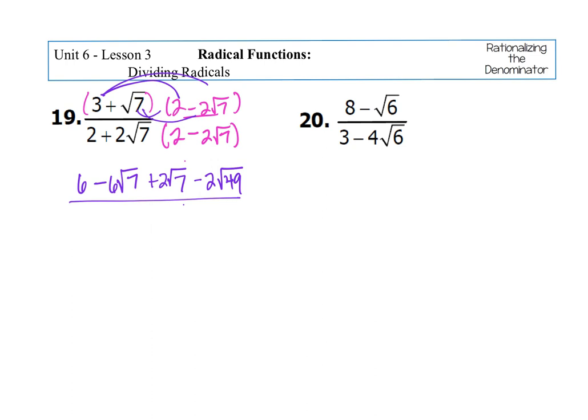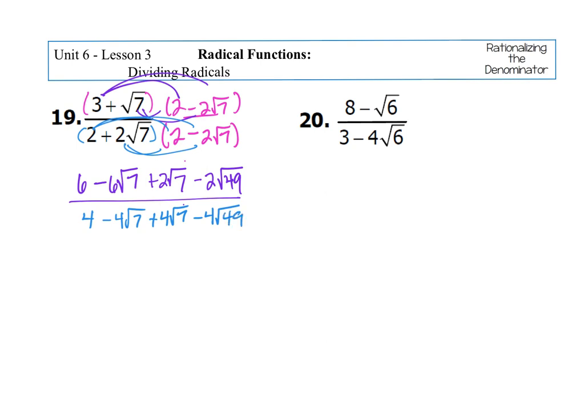Over. Okay, we're FOILing in the denominator now. So we have 2 times 2 is 4. 2 times negative 2 makes negative 4, and square root of 7 is underneath. Then we have 2 square root 7 times 2, so plus 4 square root 7. And then 2 times negative 2 is negative 4. Square root of 7 times square root of 7 is square root of 49.